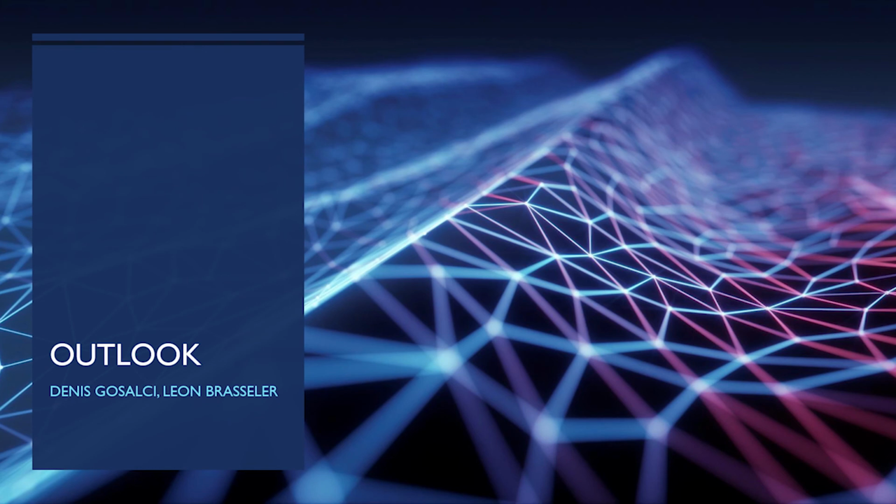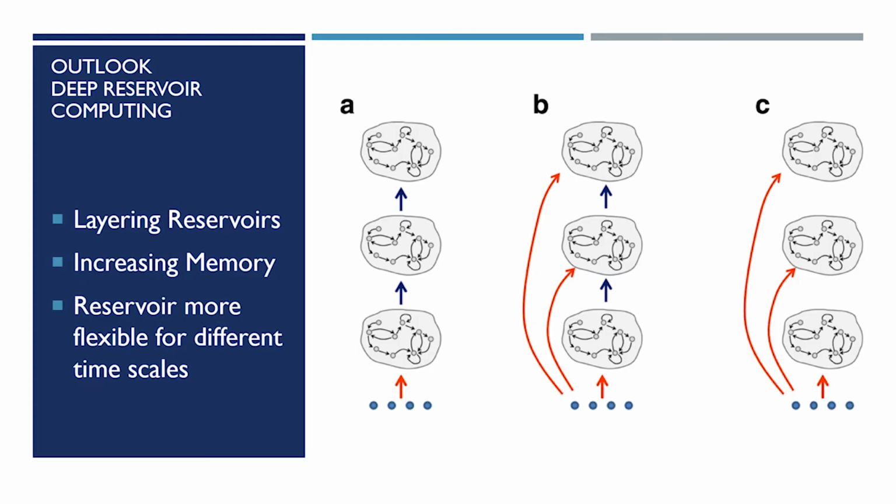Now I'm going to give you a small overview of some promising looking concepts for reservoir computing, because reservoir computing will probably get more and more important in machine learning. At first, deep reservoir computing. For our use cases, we only needed a single reservoir, but like the multilayer perceptron and deep recurrent neural networks, it is possible to layer reservoirs after each other.